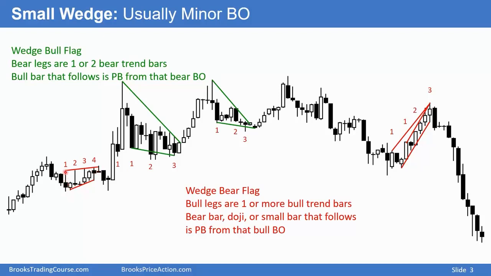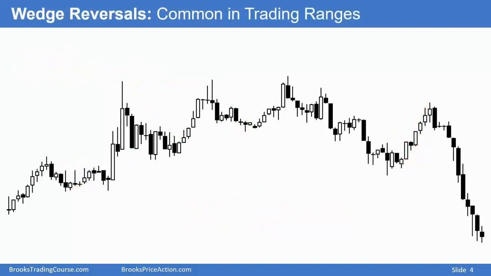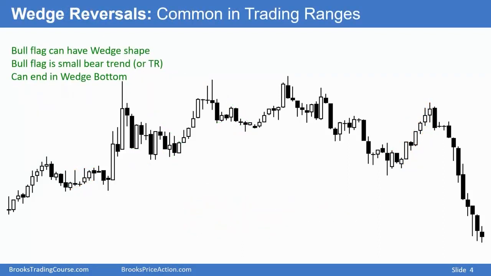Traders see this as a bull breakout and then pull back from that bull breakout. Another bull breakout, pull back from that breakout. If the bull breakouts repeatedly fail, the bulls eventually give up and the market goes the other way. Reversals in trading ranges are common, and a lot of the patterns are wedges.